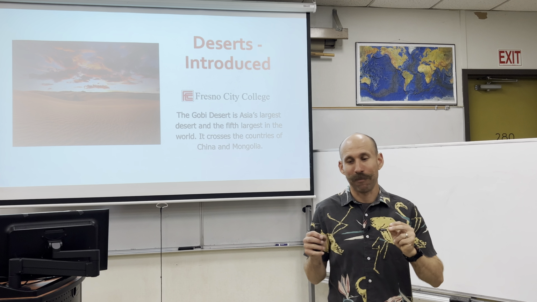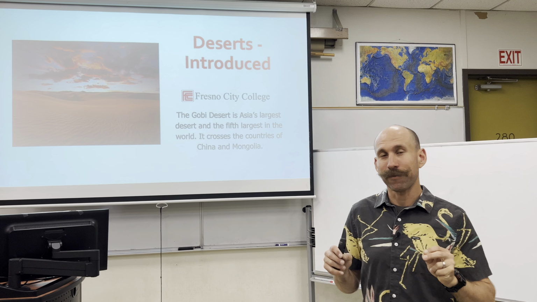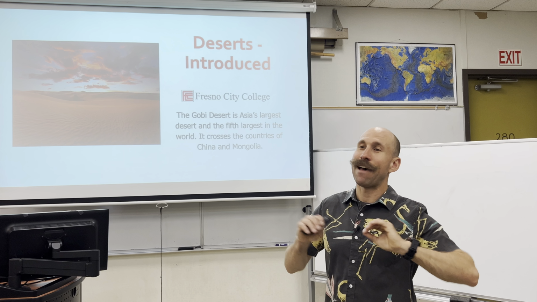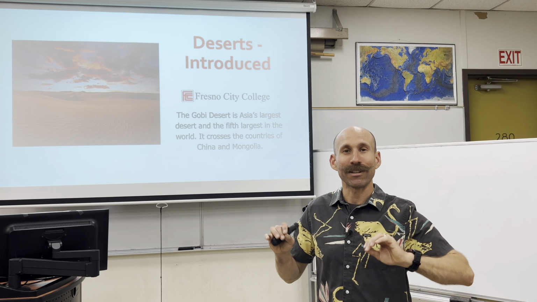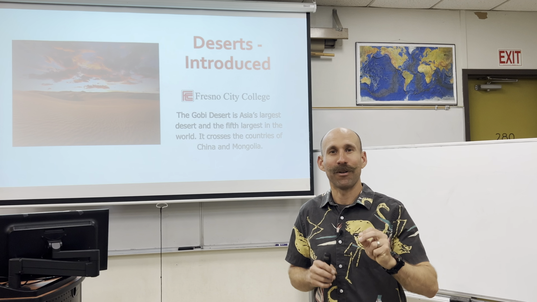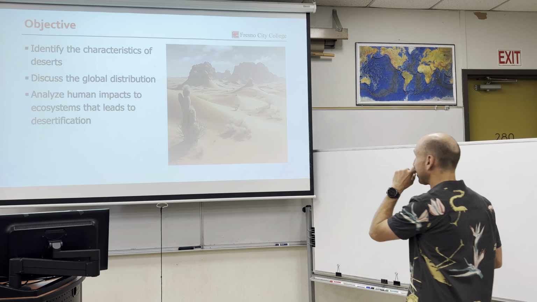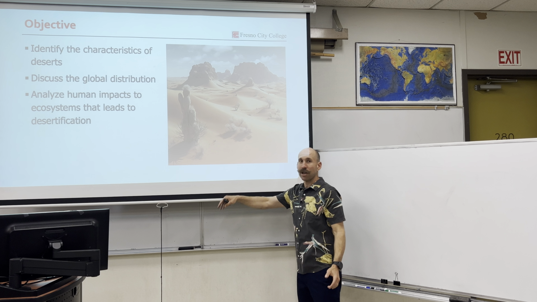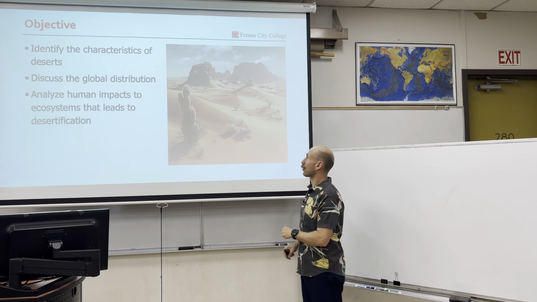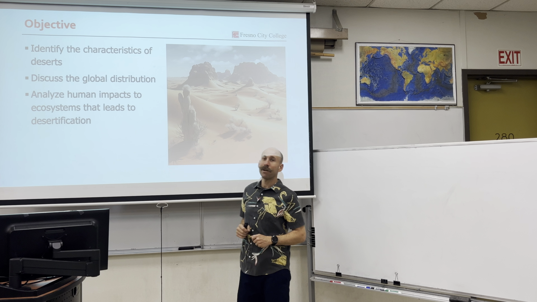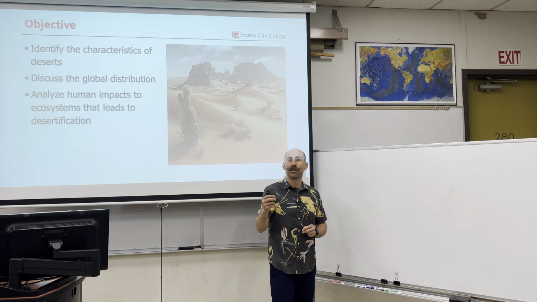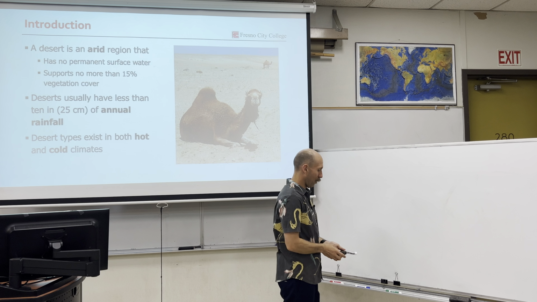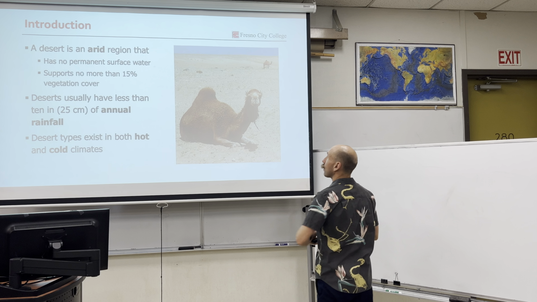Today we're going to talk about Earth surface processes that are creating a very vast, amazing, awesome feature of the landscape called deserts. So we will identify the characteristics of a desert, discuss the global distribution as controlled by atmospheric circulation, and then look at human impacts in the process of desertification, the aridification of various landscapes. So we are getting into it here.